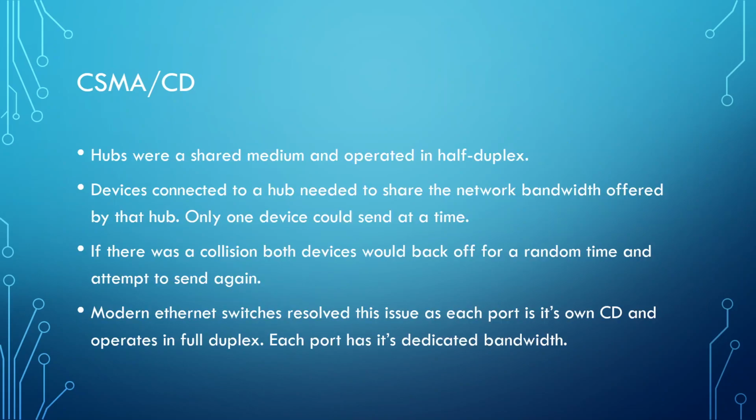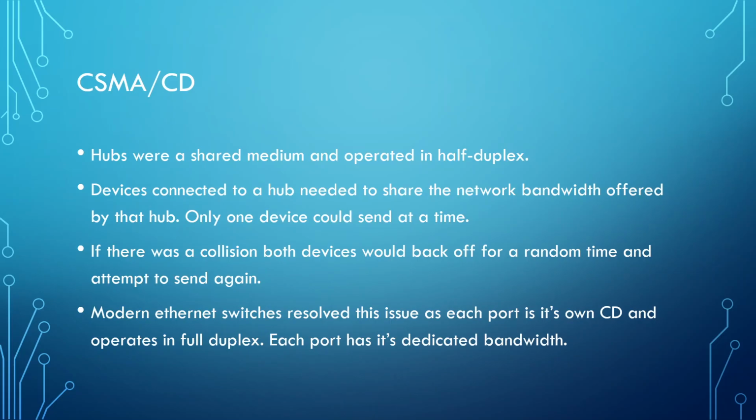So again, hubs were a shared medium and they operated in half duplex. That means that because the devices all had to share the bandwidth, they could only send at a single time. They didn't have dedicated bandwidth. They weren't dedicated 100 megabits per second. They were sharing that 100 megabits per second. They were sharing that wire essentially.